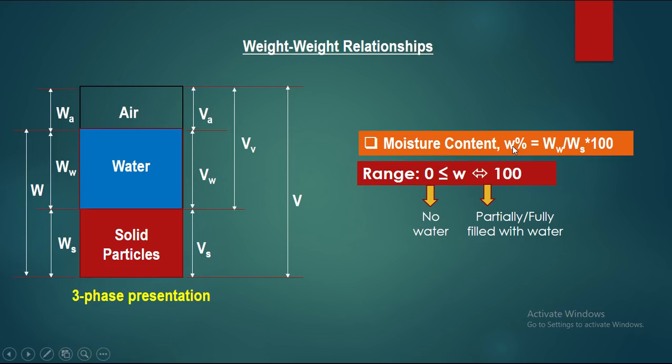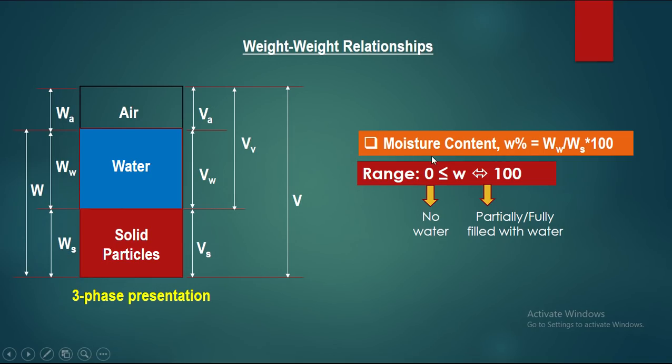So the moisture content is denoted by lowercase w in percentage, and this is the ratio. Now we'll go to the left side of this three-phase presentation. It is the ratio between the weight of water and the weight of solid particles.